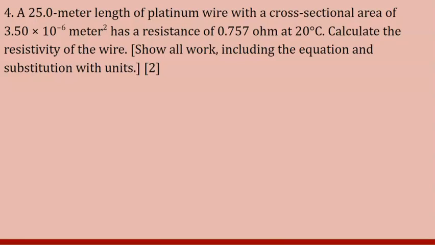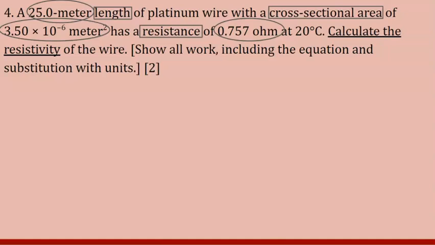Question 4 says a 25 meter length of platinum wire with a cross-sectional area of 3.5 times 10 to the negative 6 meters squared has a resistance of 0.757 ohms at 20 degrees Celsius. Calculate the resistivity of the wire.